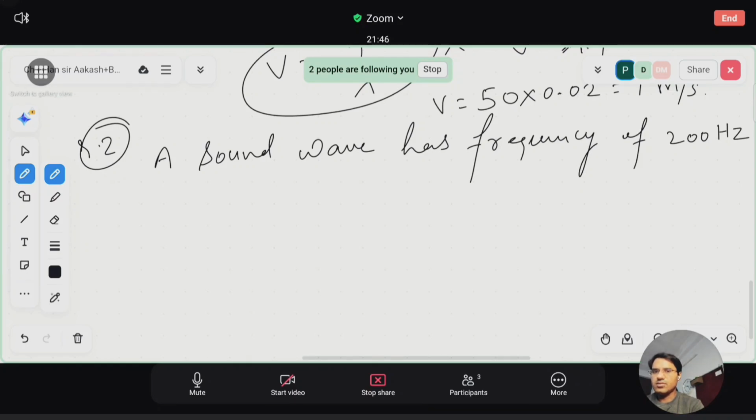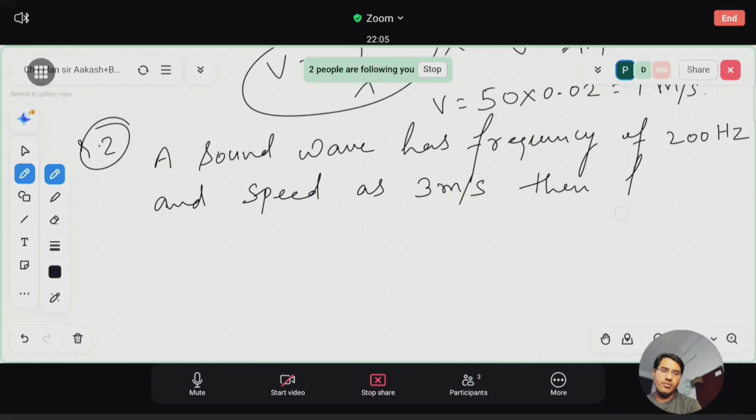No, so I should give you 200 hertz as the frequency and speed as 3 meter per second. Then find its wavelength. Yes, we need to find the wavelength now. Please calculate fast.